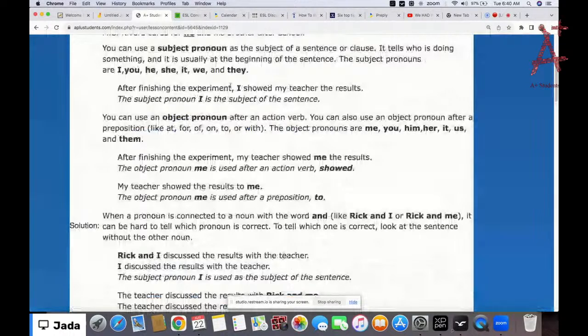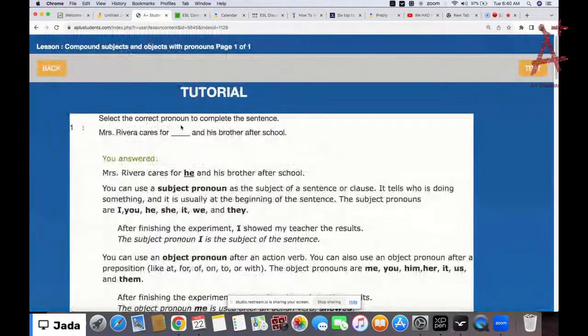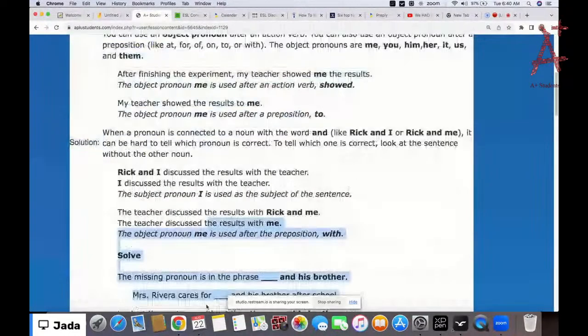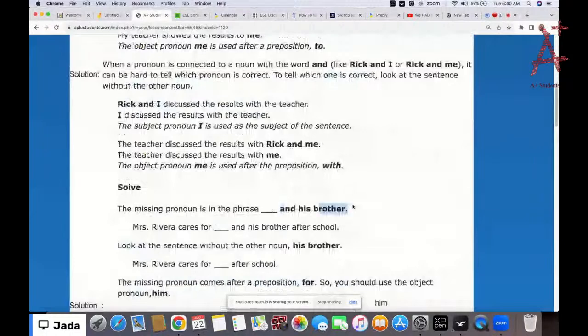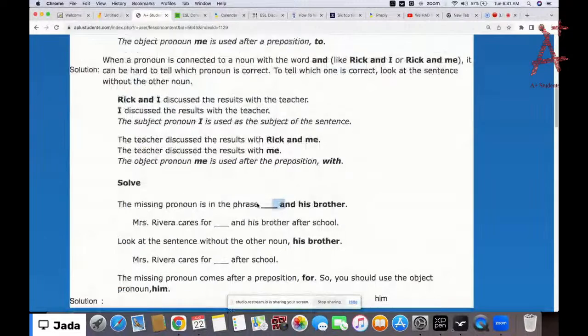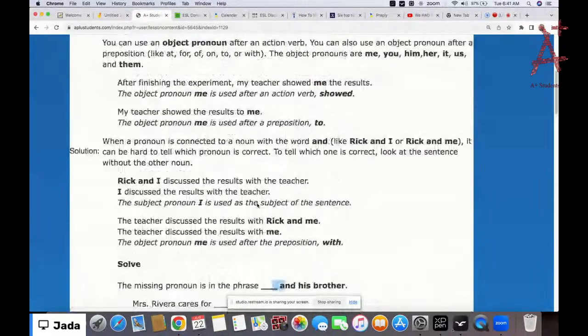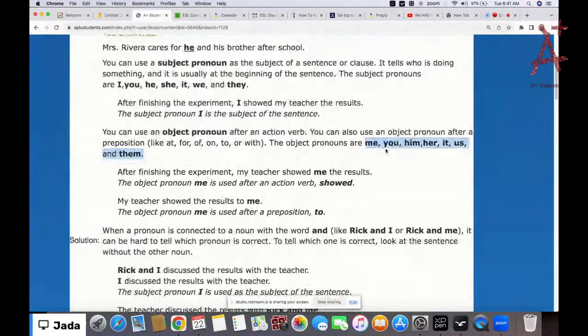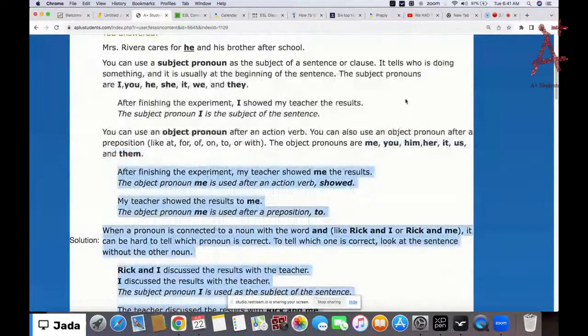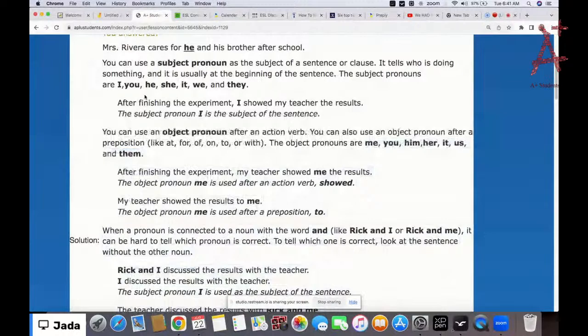So Mrs. Rivera cares for Dash and his brother after school. So what is going to be the best and suitable pronoun here? Let's look at this. So it has Dash and his brother. So is it gonna be him? Now this is using the subject and object pronoun. We have the examples for the object pronoun, where we have me, you, him, her, it, us, and them, and then we have the examples for the subject pronoun.